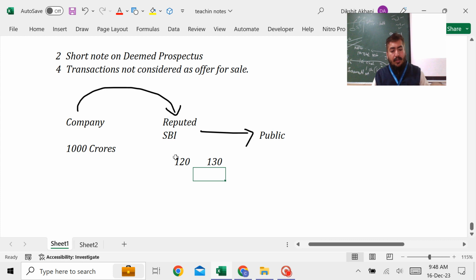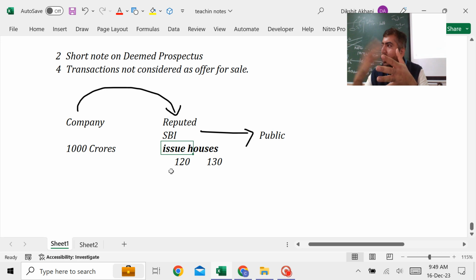Here you tell me, who is issuing the shares of the company to the public? I would like to give you two options: an intermediary or the company itself. Someone mediator, yes or no? Guys, such mediators in corporate law are known as issuing houses. So the role of State Bank of India over here is nothing but what? Issuing house. The company is not issuing the shares. Somebody else, on behalf of the company, by using its credit, is issuing the shares to the public, soliciting the public.